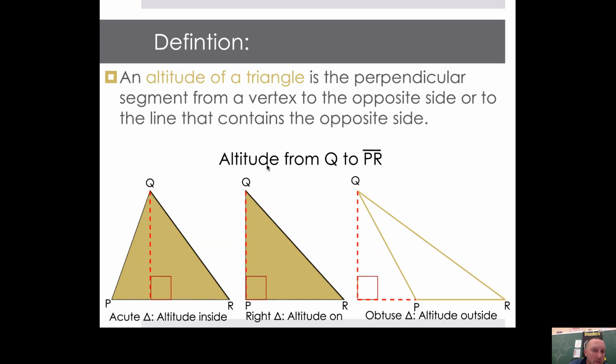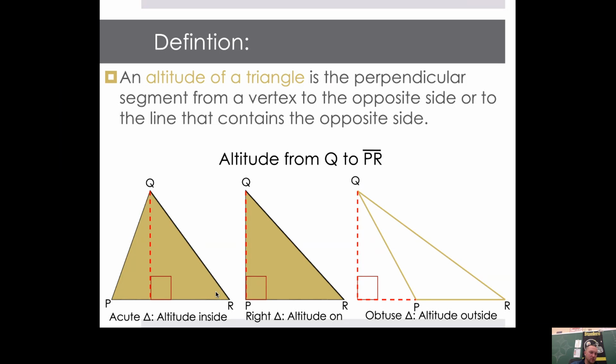If you've ever heard the word altitude before, it generally refers to the height of something. So if you were going to measure the height of this triangle, you would measure it at its tippy top point all the way down to the other side, and make sure you measure it on a right angle. So you're measuring straight up and down, not on some goofy angle. So this is an acute triangle right here. This altitude touches that vertex Q and is perpendicular to segment PR.